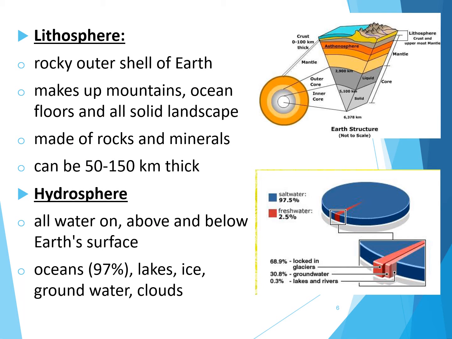Okay, the next sphere that we're going to talk about is the lithosphere. So what is it? The rocky outer shell of Earth. This includes all of the mountains, ocean floors, and all of the solid landscape that makes up the Earth, so rocks and minerals. Okay, and this can extend from 50 to 150 kilometers thick.